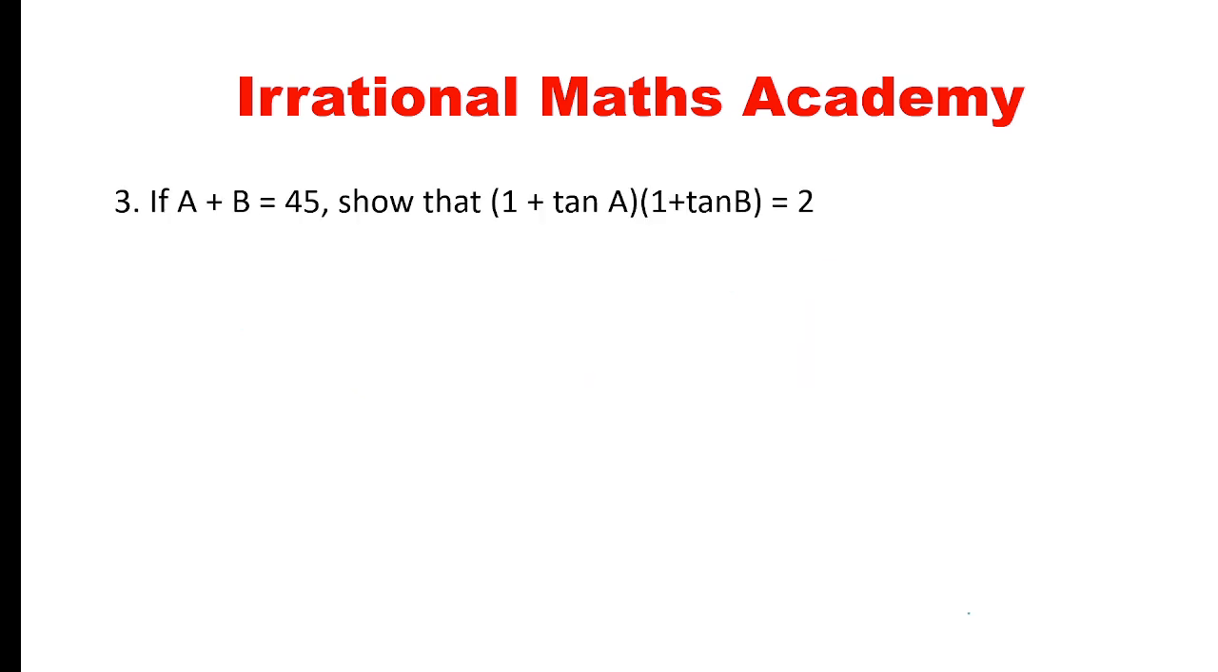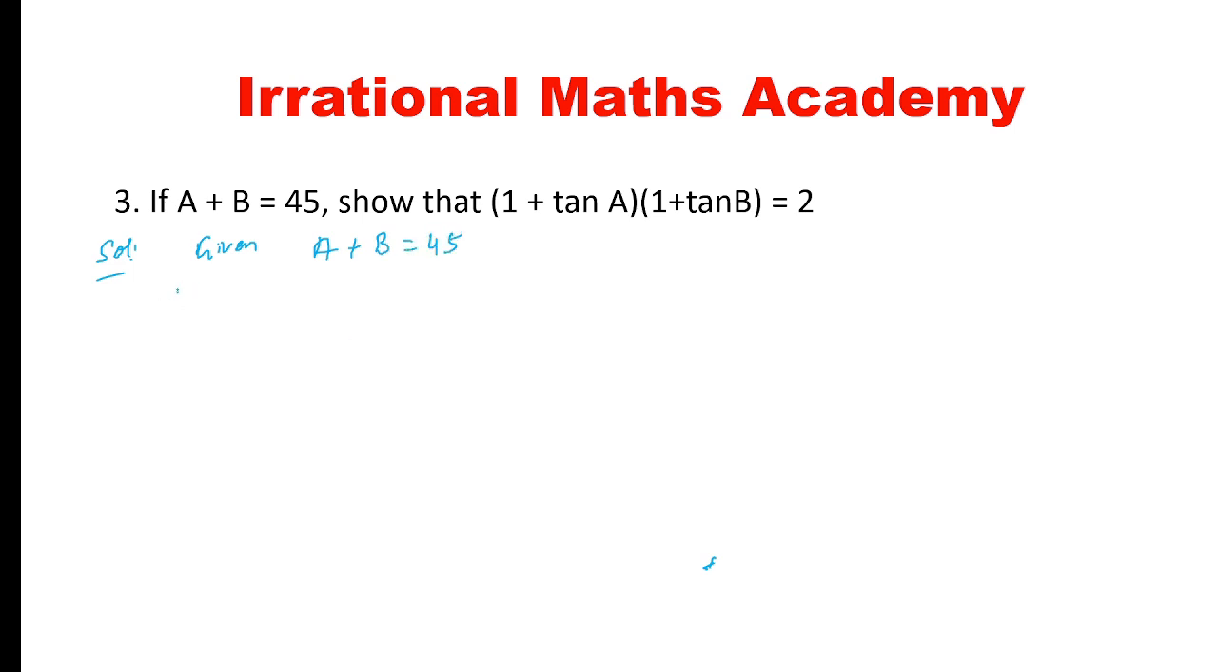Done. Next one. We have to show that (1 plus tan A) into (1 plus tan B) equal to 2. They gave the condition. What is the condition they gave? A plus B equal to 45. So we'll prove that. What is given here? A plus B equal to 45 is given.